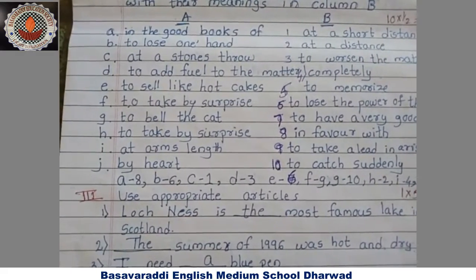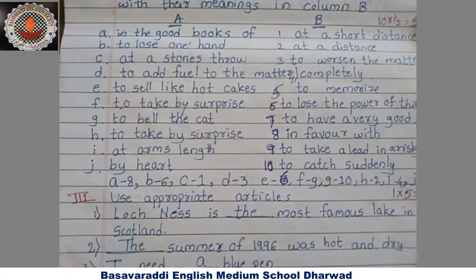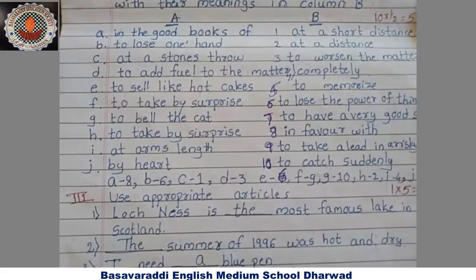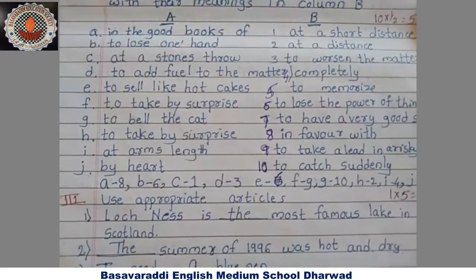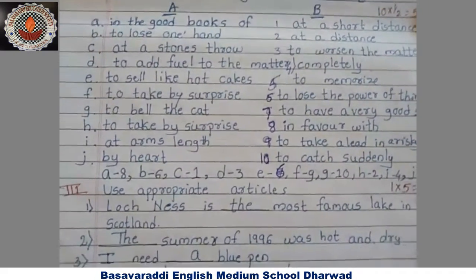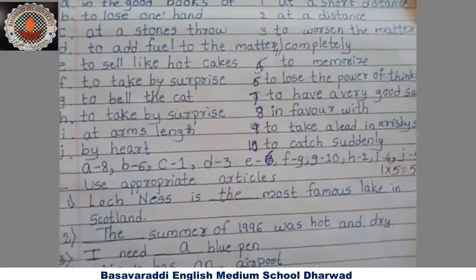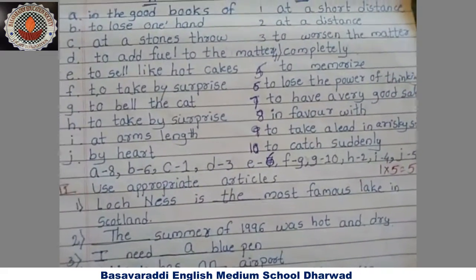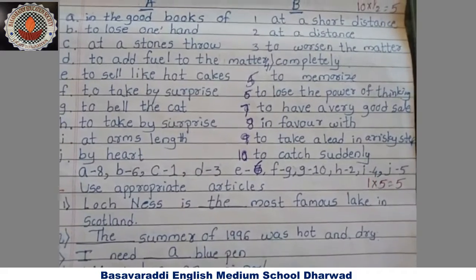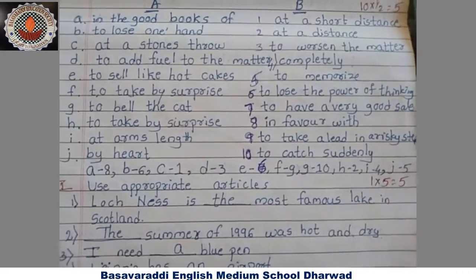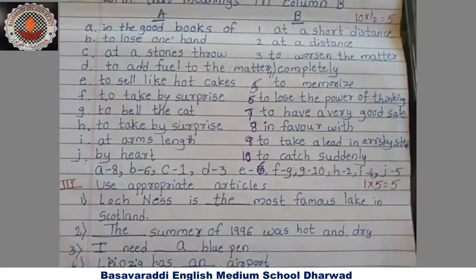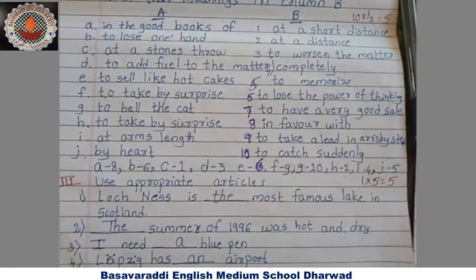they have given you the idioms, that is to catch suddenly. Then to take by surprise, to take by surprise at a distance, at arm's length, they have given, that is also in a very short distance. By heart means memorize. Like this they have given you, you have to do that properly.